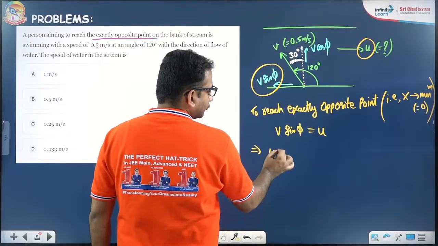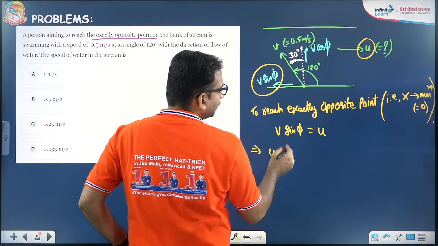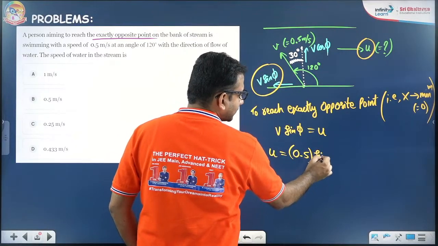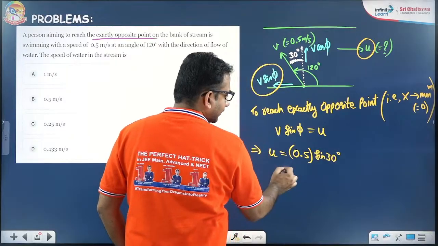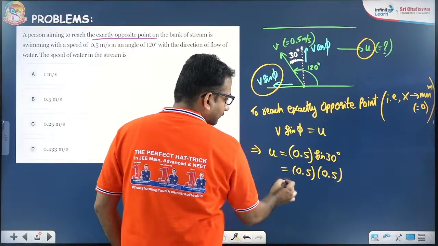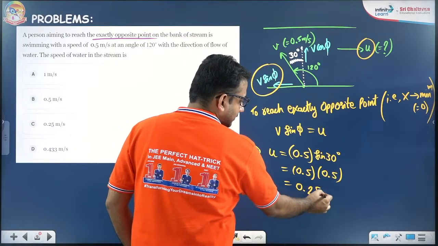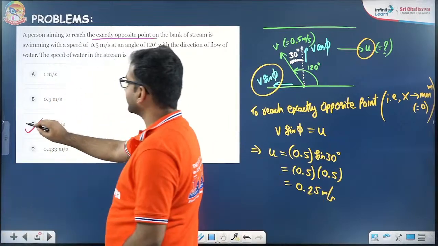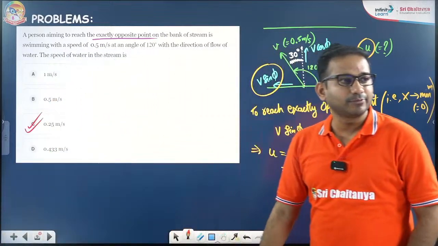This implies U will be equal to V sin phi. V value is 0.5, and this phi value is 30 degrees, that is sin 30 degrees. Sin 30 is 1 by 2. So this is 0.5 times 1 by 2, and hence the final answer is 0.25 meters per second. Similar, easy problem.